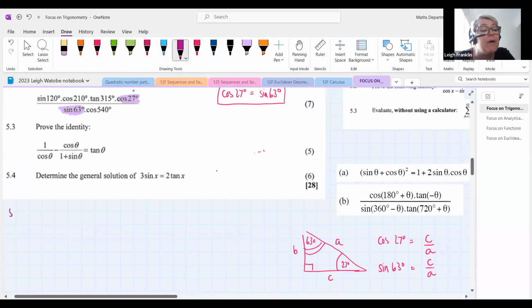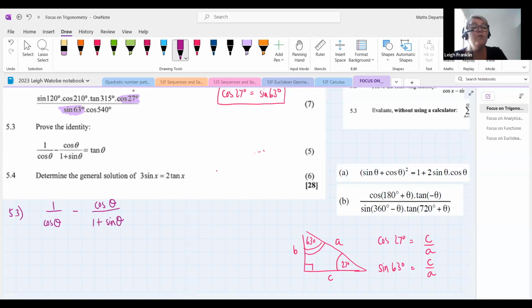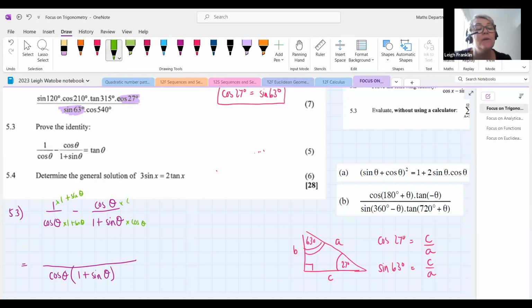All right, so we've got to split up the left and the right. On the left-hand side, we have 1 over cos theta minus cos theta over 1 plus sine theta. When you add fractions with different denominators, you've got to have an LCD. So your lowest common denominator is going to come from multiplying your denominators together. So your denominator is going to be cos theta multiplied by 1 plus sine theta. That's your LCD. So essentially what you are doing is that you are multiplying this by 1 plus sine theta, and you're multiplying this by cos theta.